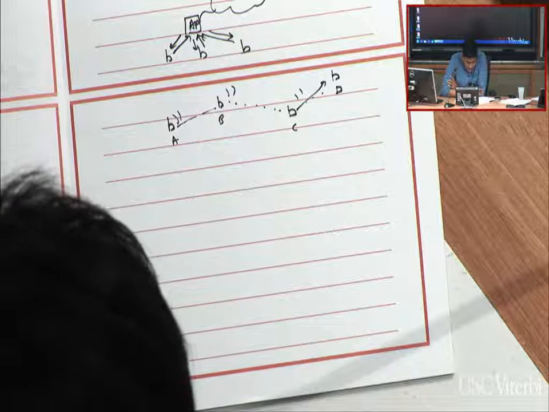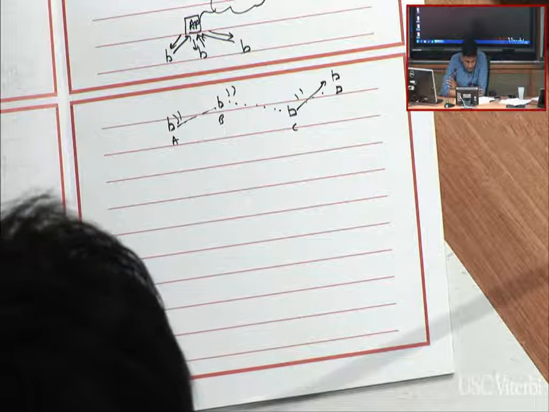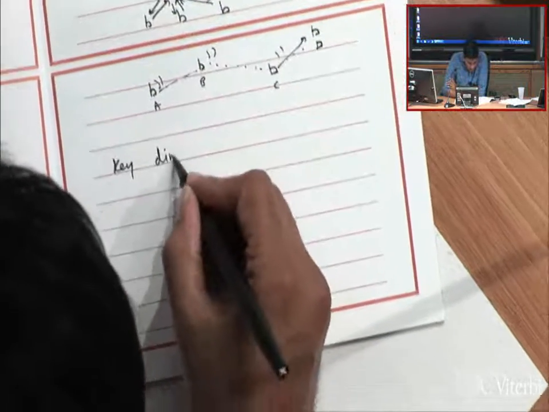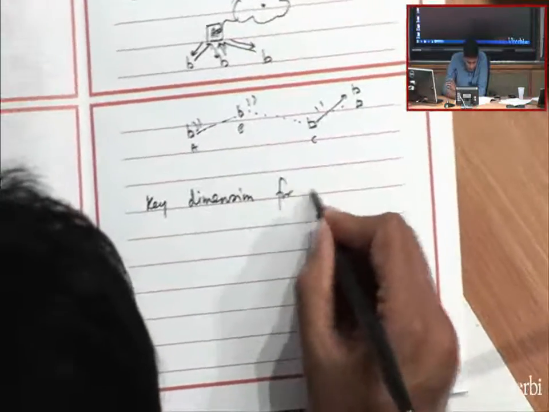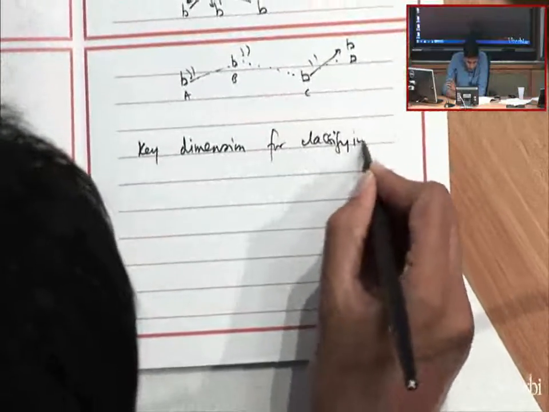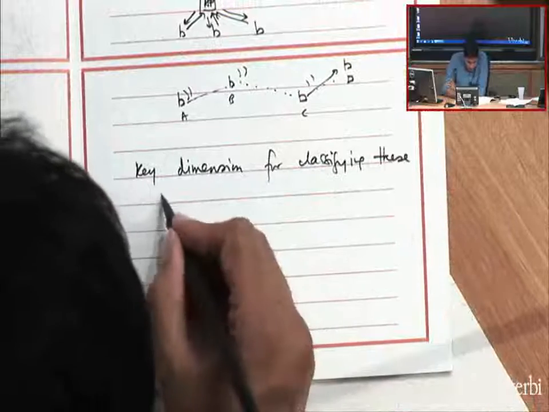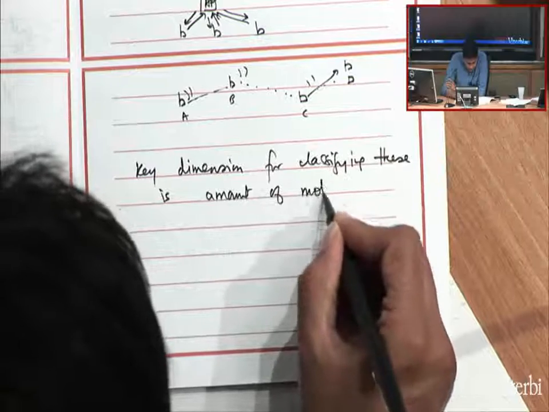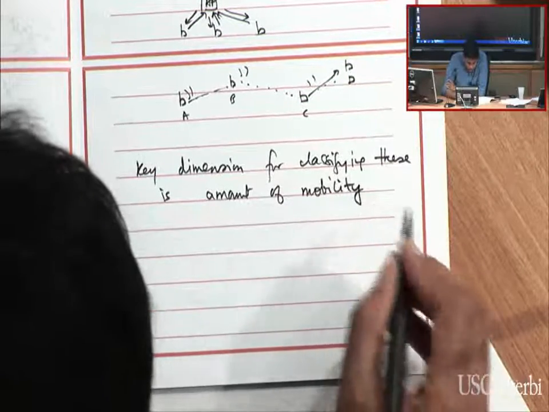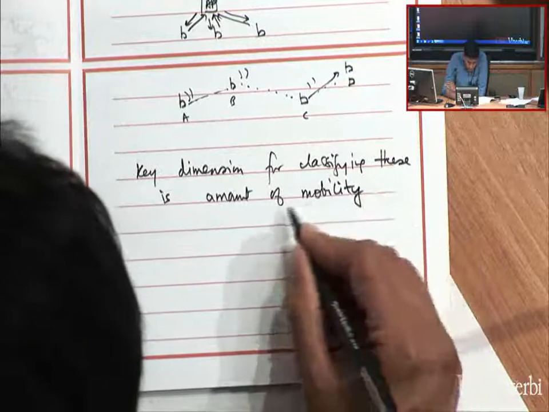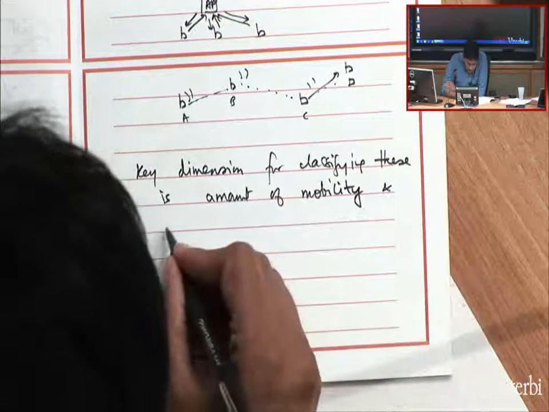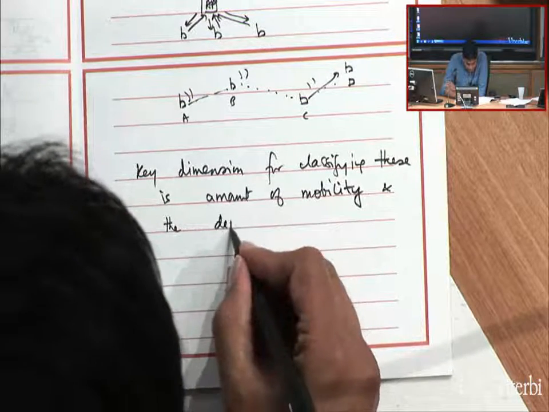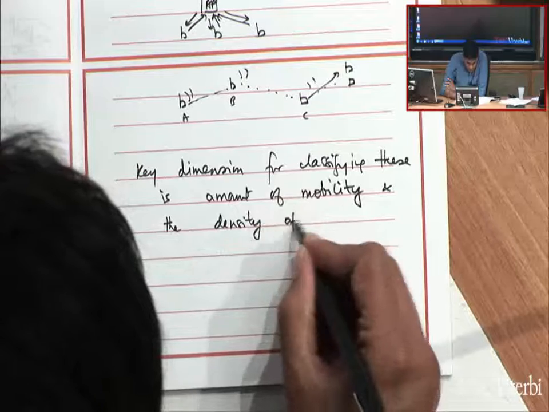So at a very high level, if you have to think about what these multi-hop wireless networks might look like, a key dimension for classifying them is the amount of mobility, and a related point, the density of the network.